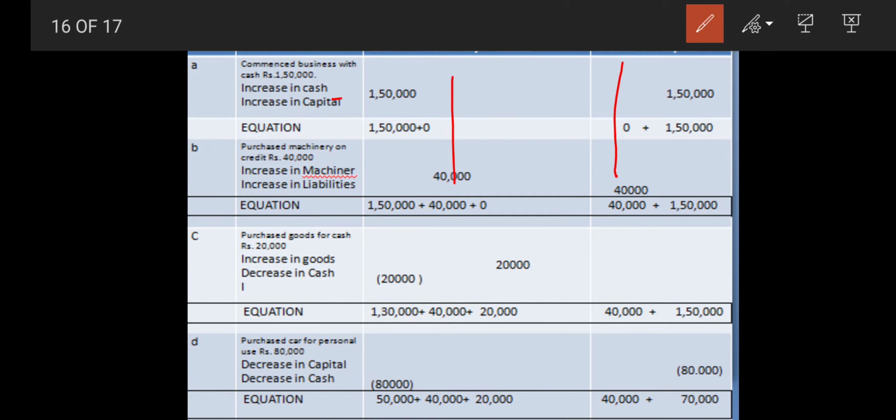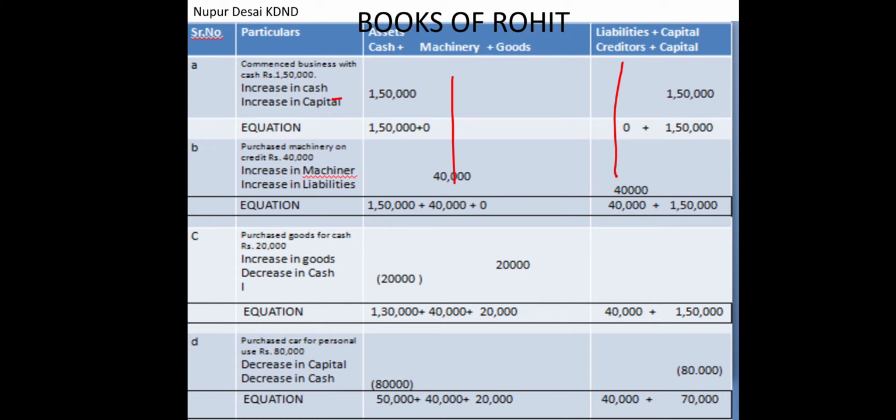So machinery is also a new column set up. Machinery and creditors will be new columns which will be introduced. The equation will be set up as 1,90,000 on both the sides.